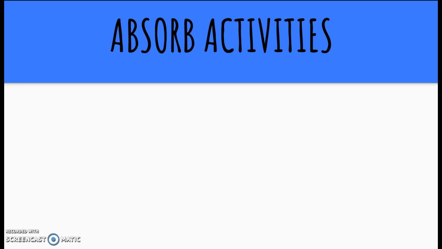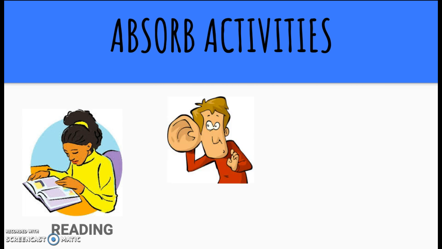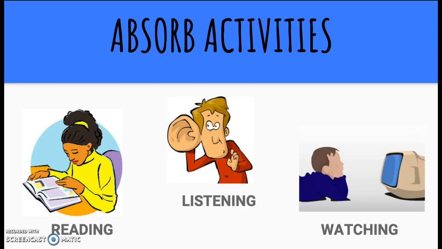I want to talk about absorb activities. These activities are the ones that allow the learner to get closer to the information. The learner will perform three types of different actions to get closer to that information. These actions are reading, listening, and watching.